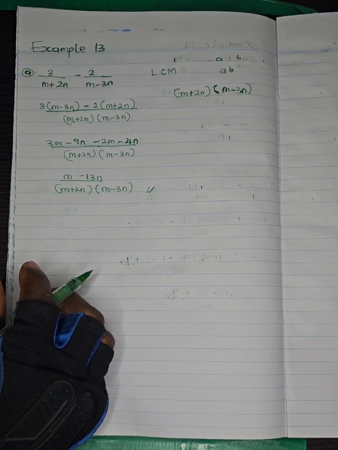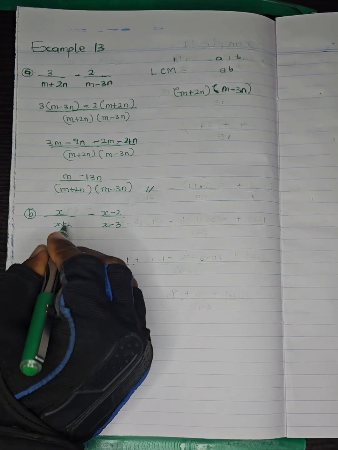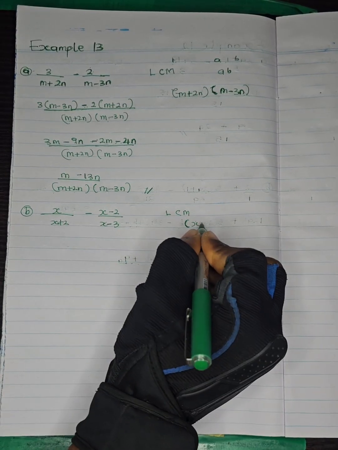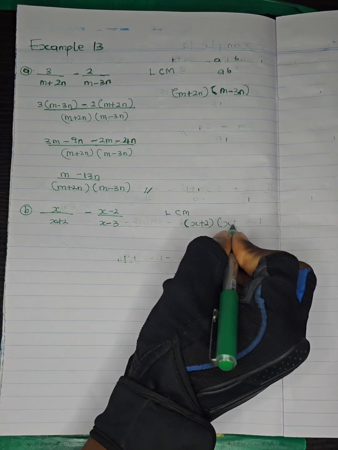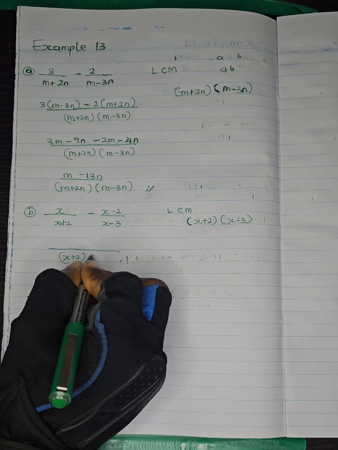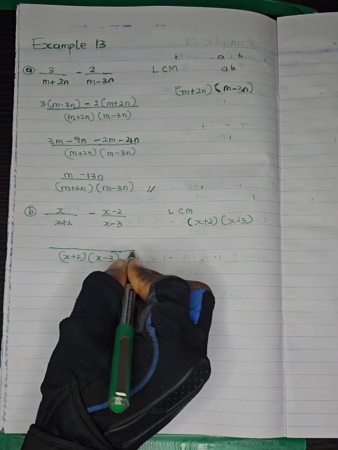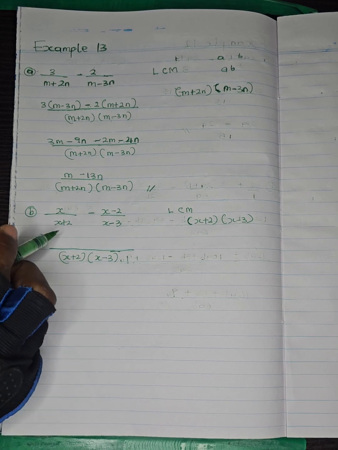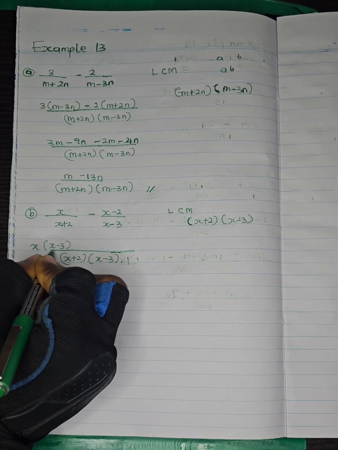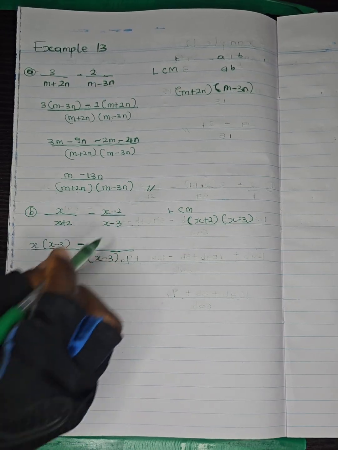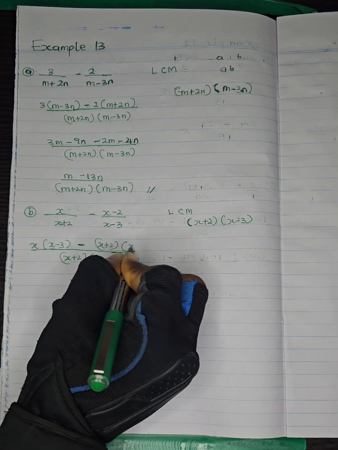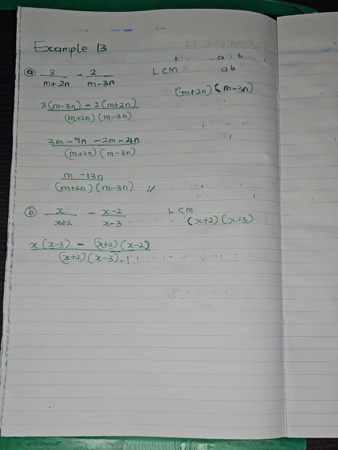Let's solve the next one. This is B of example 13. We're going to look for the LCM of this and this. Remember what I said? LCM is simply, for algebra, x plus 2, x minus 3. So let's apply x plus 2, x minus 3. This LCM divided by this, we cancel this, left with this, so you have x into x minus 3, minus this divided by this, it will cancel out this, left with this, so you have x plus 2, x minus 2. Are we together?